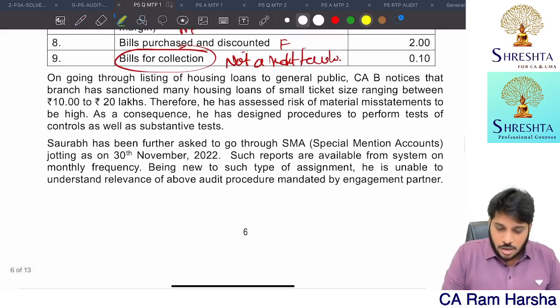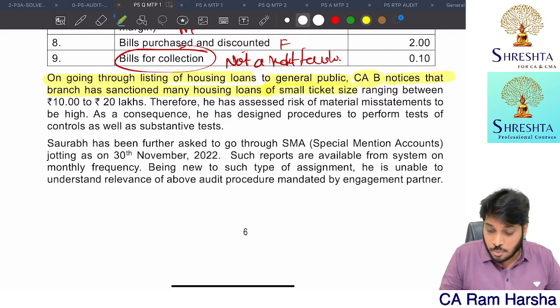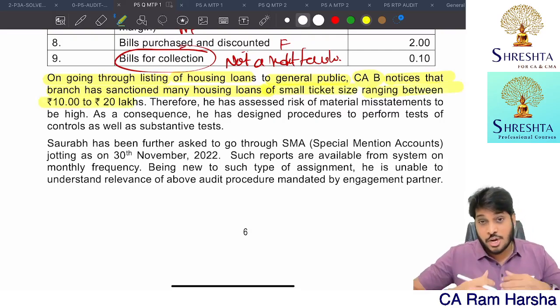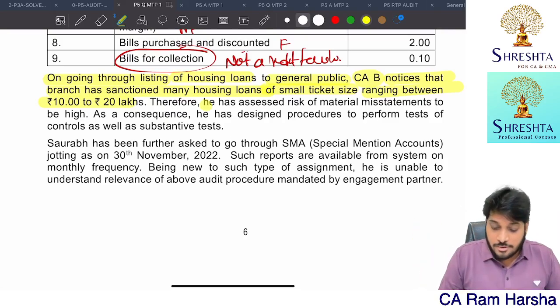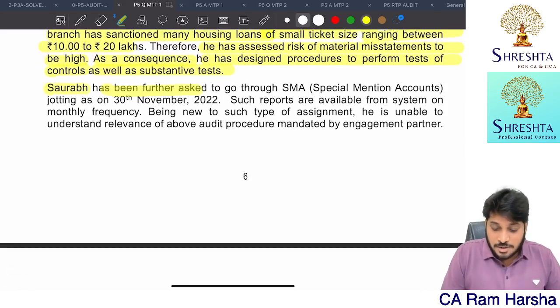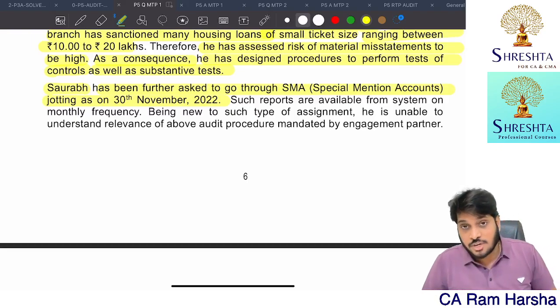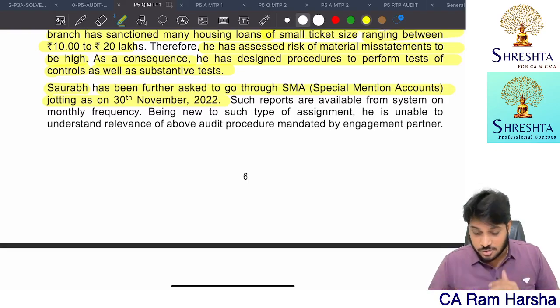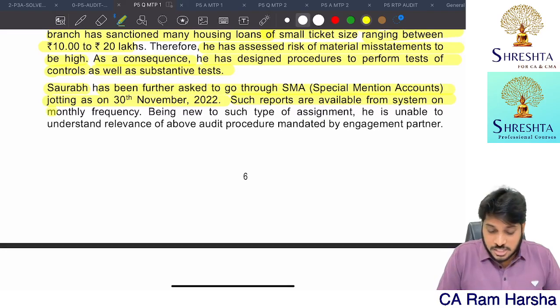Next. On going through listing of housing loans to general public, CAB notices that the branch has sanctioned many housing loans of small ticket size ranging between 10 to 20 lakhs. Therefore, he assessed risk of material misstatement to be high. As a consequence, he has designed procedures to perform tests of controls as well as substantive tests. Saurabh has been further asked to go through special mention accounts as on 30th November 2022. Special mention accounts means what? If there is an overdue, it's treated as a special mention account. Such reports are available from systems on monthly frequency.